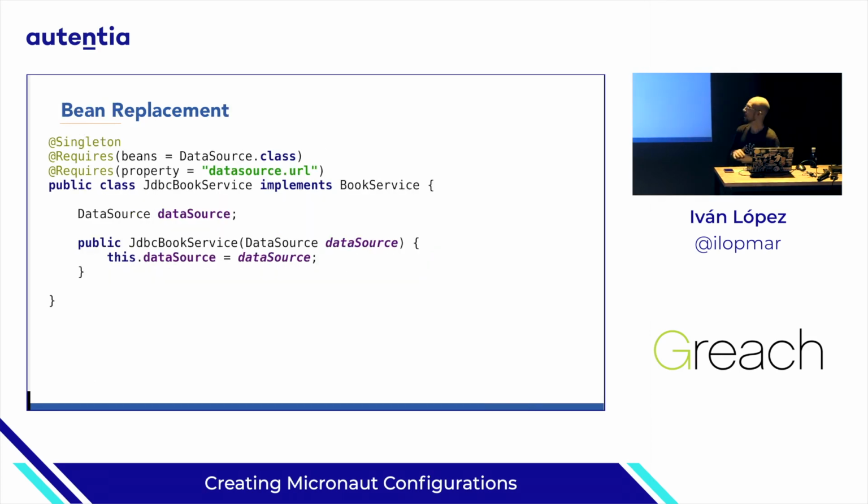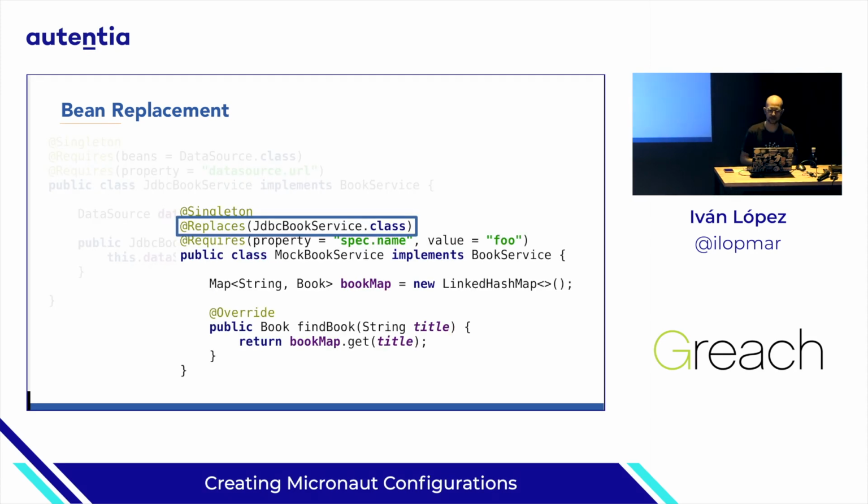Oops, sorry. So, beans replacement. With this option, we can replace existing beans. Imagine that we have the same example we used before. We have defined our data source, we have the data source URL, but maybe we don't want to use this for, I don't know, for test, because you want to try another thing or whatever. So what you can do is create another class, annotate that class with replaces, and say, okay, I'm going to replace the other bean.